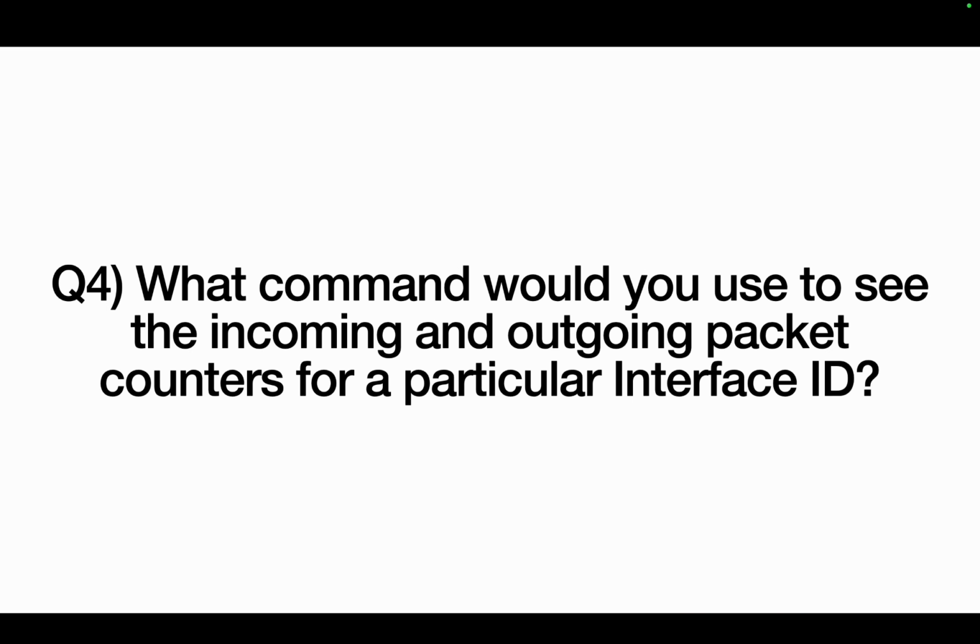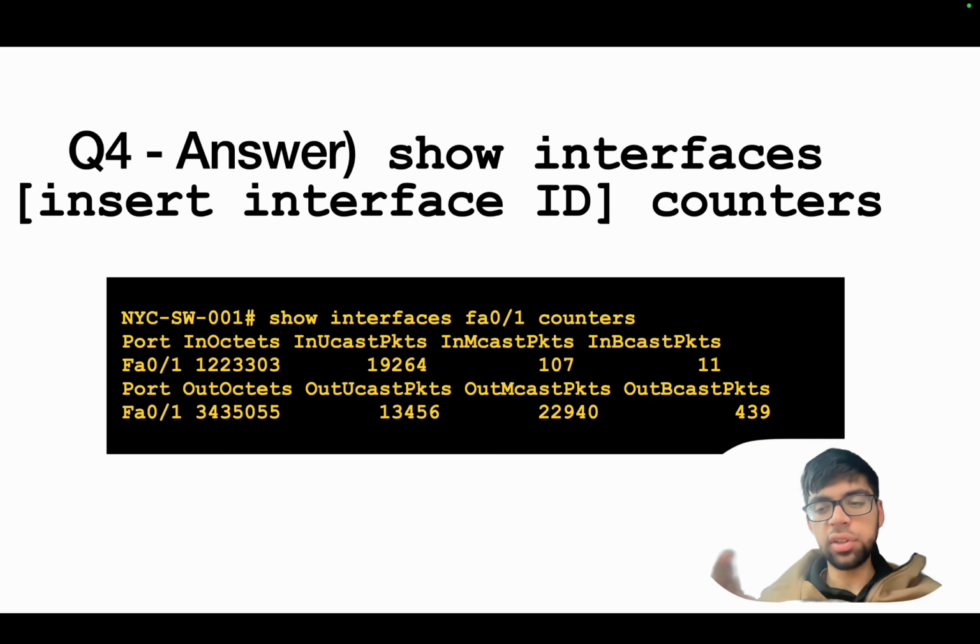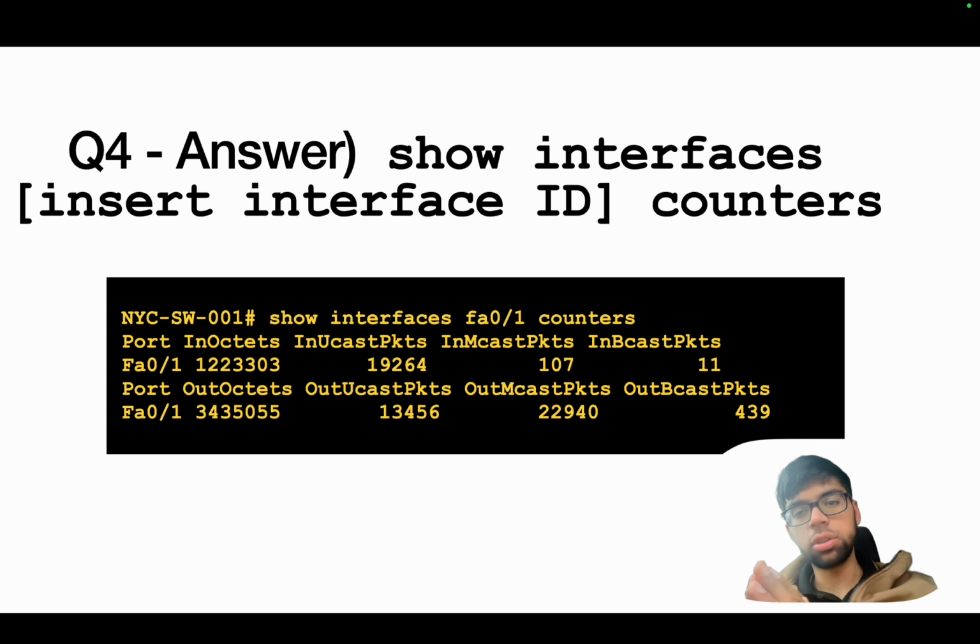So question number 4, what command would you use to see the incoming and outgoing packet counters for a particular interface ID? Please have a think, pause the video, and then resume when you're ready. Okay, and the answer is show interfaces, insert your interface ID, in this case FastEthernet 0/1, and counters. So show interfaces, insert the interface ID, counters.